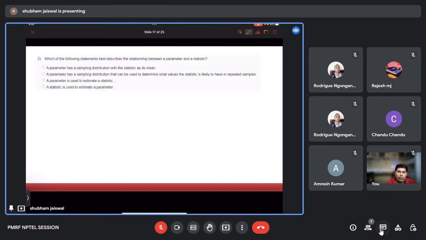Which of the following statements best describes the relation between a parameter and a statistic? Parameter has a sampling distribution with statistic as its mean. Or parameter has a sampling distribution that can be used to determine what value the statistic is likely to have in repeated samples. Or a parameter is used to estimate the statistic, or a statistic is used to estimate a parameter. Anyone?